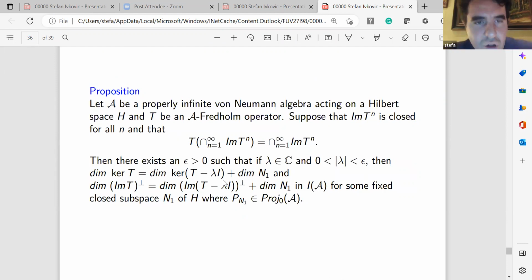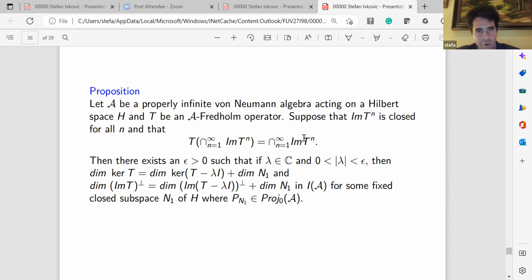This is just a technical lemma, but really necessary in order to give now the generalization of the so-called punctured neighborhood theorem. So in this case, we assume that T is a Fredholm operator, but we also assume that the image of T^n is closed for all n, and that this equality holds. I mean, the inclusion always holds, but really we need equality in order to obtain what we want. So this is the additional condition which we put. And this condition will be satisfied for classical Fredholm operators on Hilbert spaces. So our result will hence be a proper generalization.